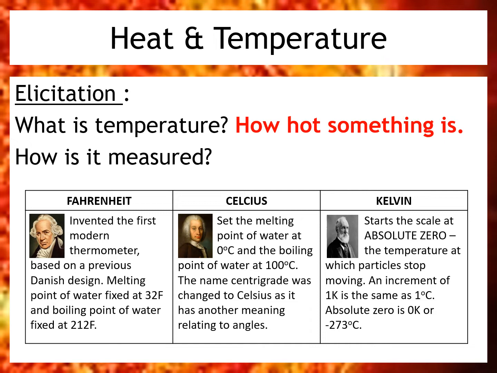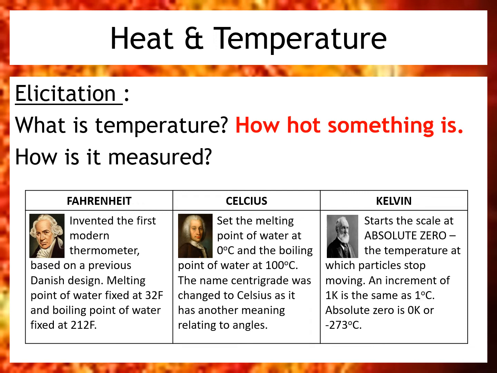Fahrenheit invented the first modern thermometer, and he decided to put the melting point of water at 32 Fahrenheit and the boiling point at 212. And we don't really understand why he picked those particular numbers, and they don't really make sense to us today. Celsius decided to put the melting point of water at 0 and the boiling point at 100, and that meant he could then divide the scale into hundreds, which we're very used to doing. We used to call it the centigrade scale because centi means 100, but we now have changed it to Celsius.